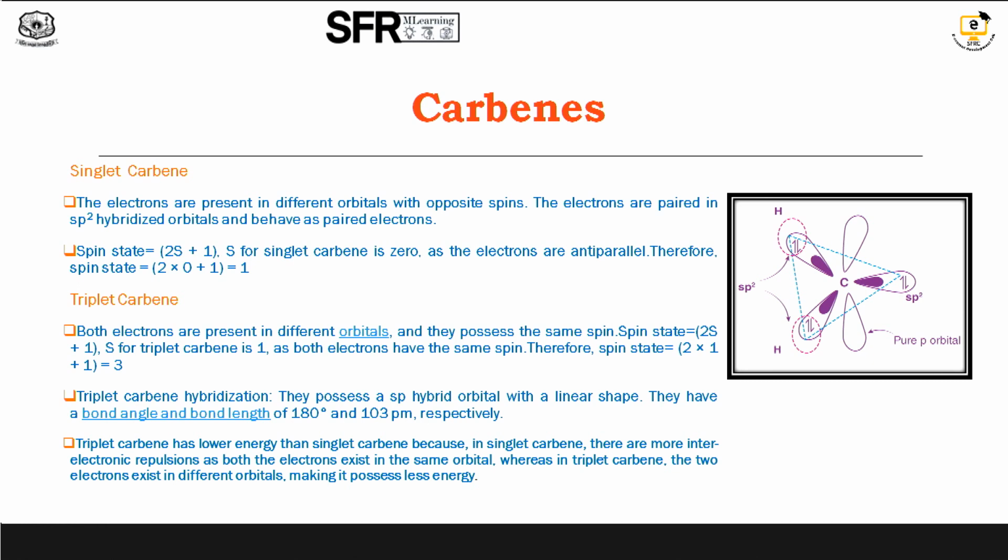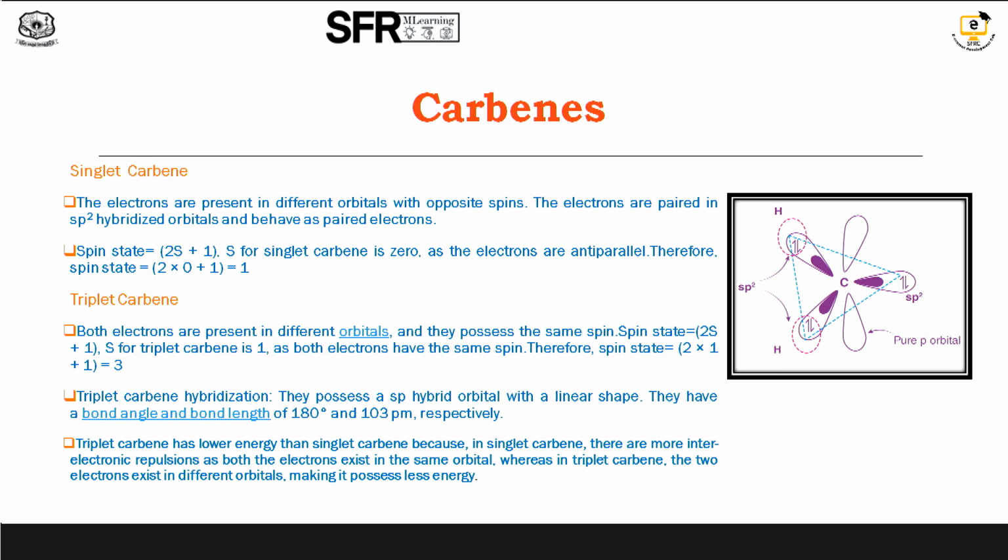What is singlet carbene? In singlet carbene, the electrons are present in the same orbital with opposite spin states. The electrons are paired in an sp2 hybrid orbital and behave as a paired electron. What happens to the spin multiplicity when you use the equation spin state equals 2s plus 1? When you substitute s as 0, because all the electrons are paired, the spin multiplicity is 2 into 0 plus 1, which is equal to 1.